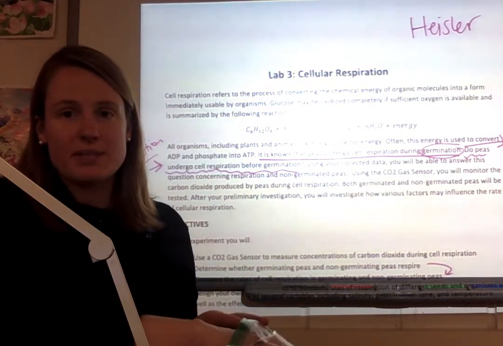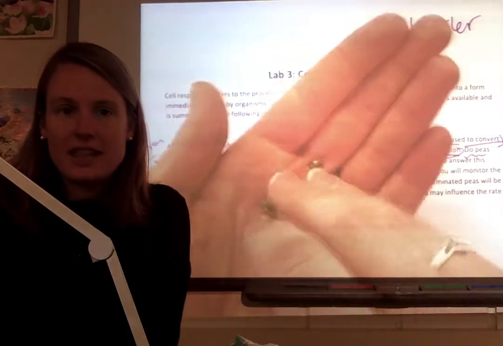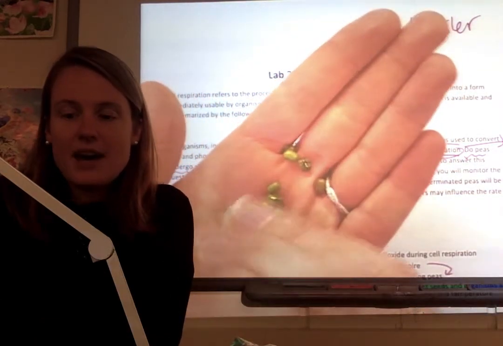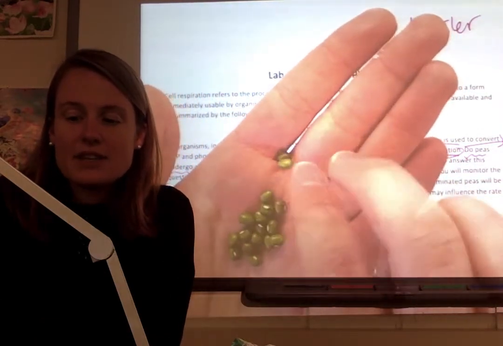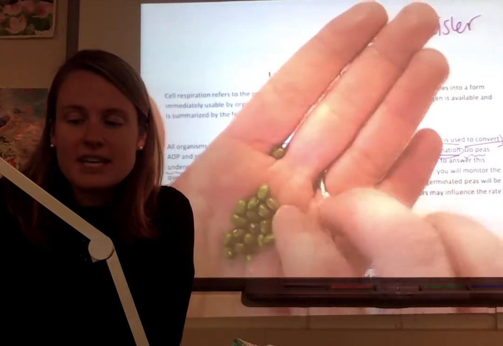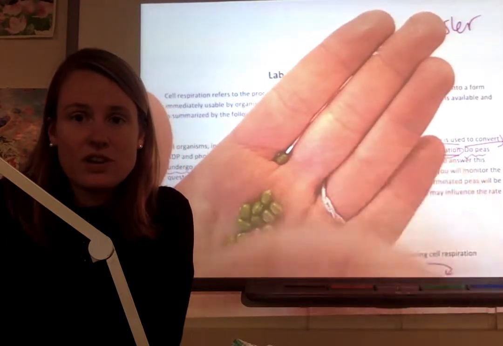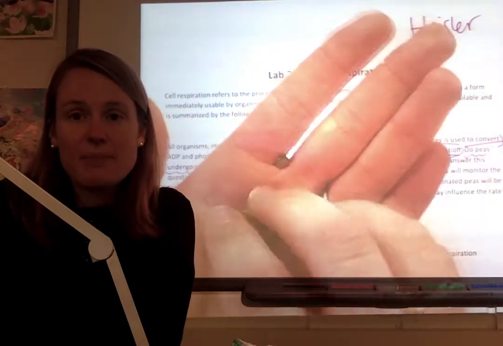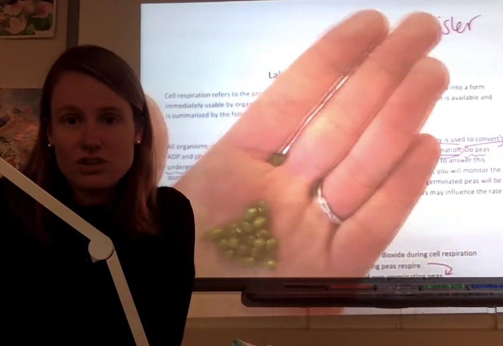So we're going to be working with something called mung beans. They look like this. They're just little green beans. And if I had germinating mung beans, what I would see is that they had been soaked in water and they're starting to grow, like they're starting to sprout. They might be a little bit bigger, like you can see that they're starting to grow.